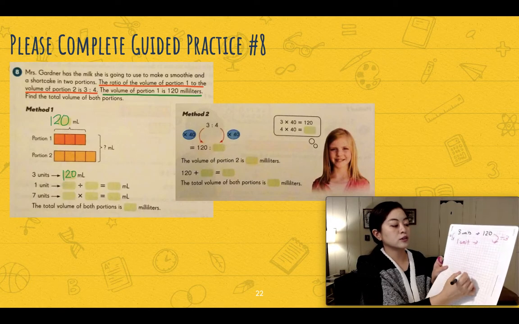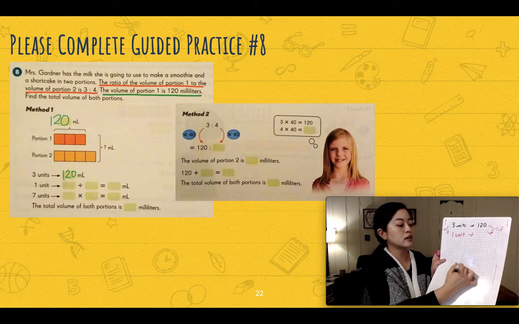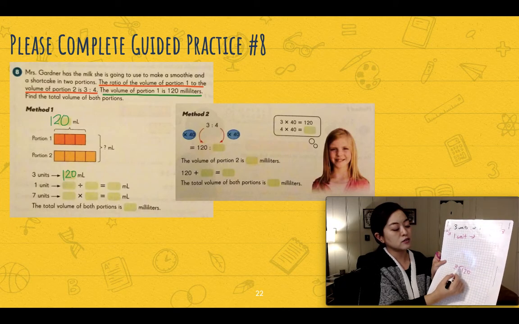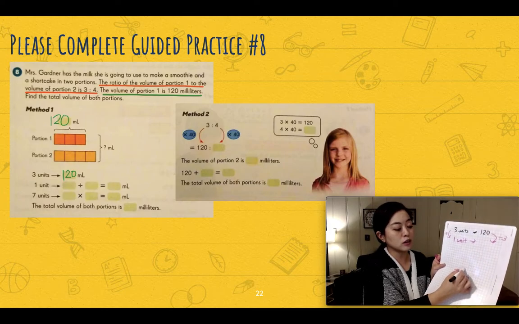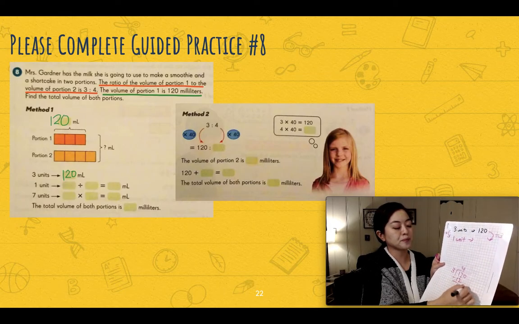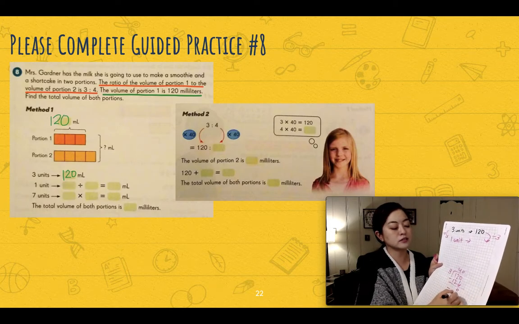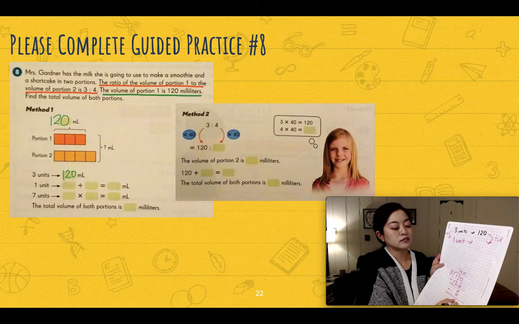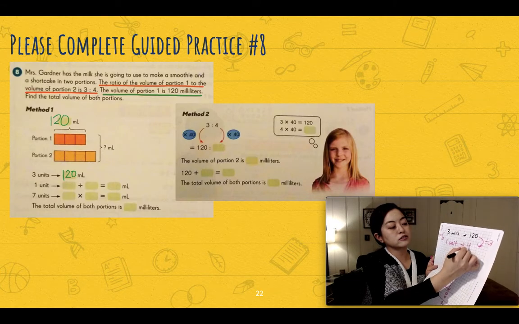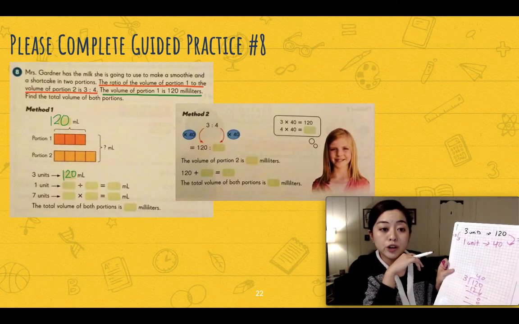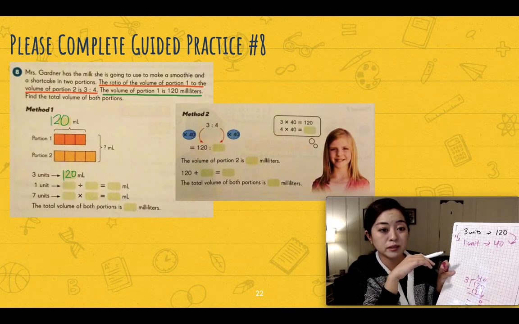Okay, so if you're unsure, we can do it here. Okay? 3 times something does not equal 1. 3 times something can equal 12 is actually 4. Drop the 0. 3 times what gets you 0 is a 0. Okay, so then this is actually 40. Okay, so 1 unit is 40 milliliters.